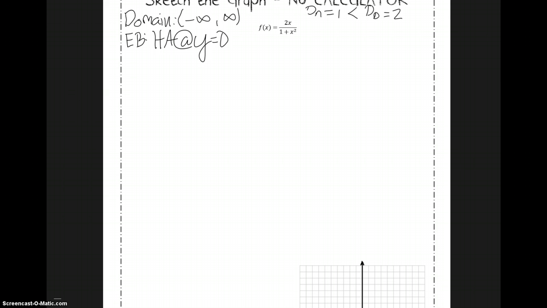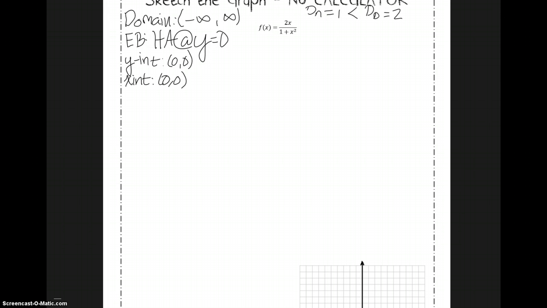Alright, let's find our y-intercept. We do that by plugging in x equals 0, and if I plug in x equals 0, I also get 0. And our x-intercepts are anywhere our numerator is equal to 0, and that's only at (0, 0). Okay, so here's the information from the original function.